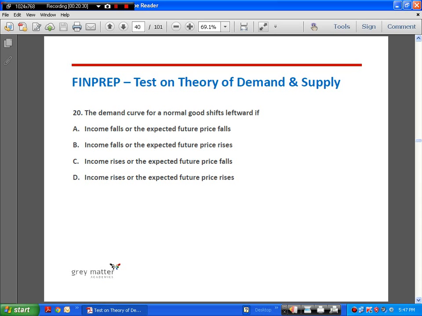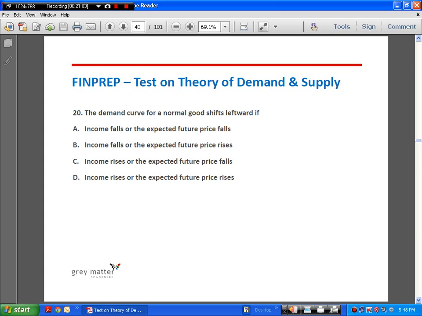The 20th question: the demand curve for a normal good shifts leftward if A, income falls or the expected future price falls. B, income falls or expected future price rises. C, income rises or expected future price falls. D, income rises or expected future price rises.